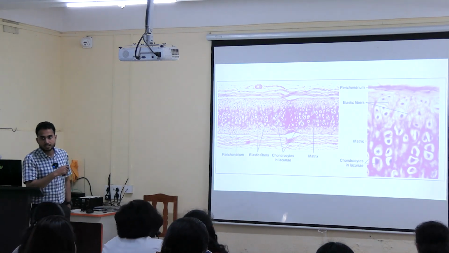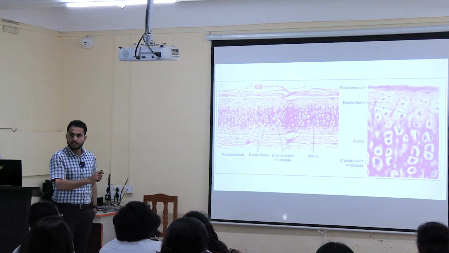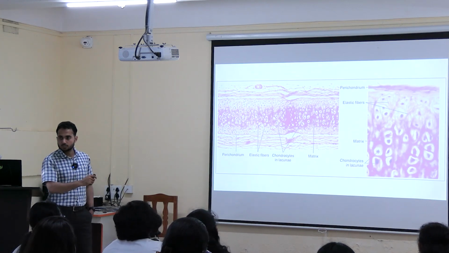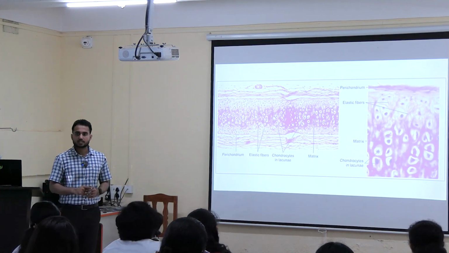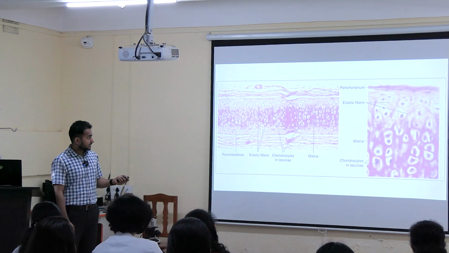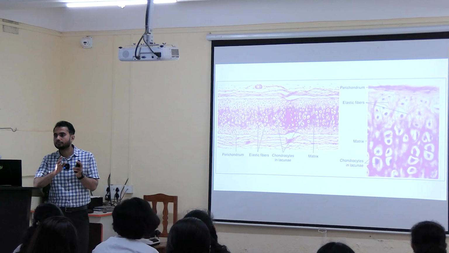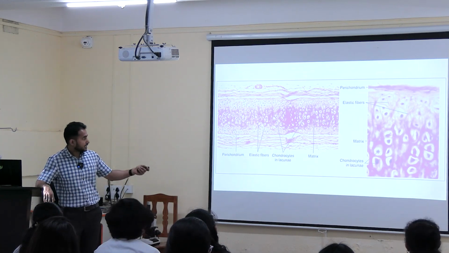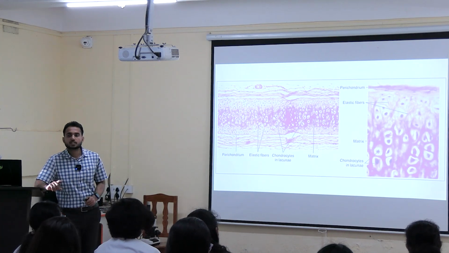In elastic cartilage also, can you see the perichondrium? Same like hyaline cartilage, perichondrium is present. Here also, look, this is the perichondrium. So perichondrium can be seen in both hyaline and elastic cartilage. What is the difference? In the matrix of the elastic cartilage, instead of collagen fibers, you will see elastic fibers. Can you see the elastic fibers?